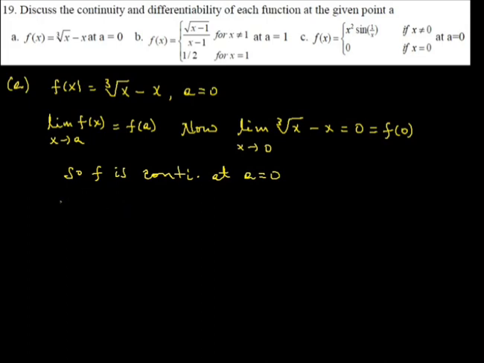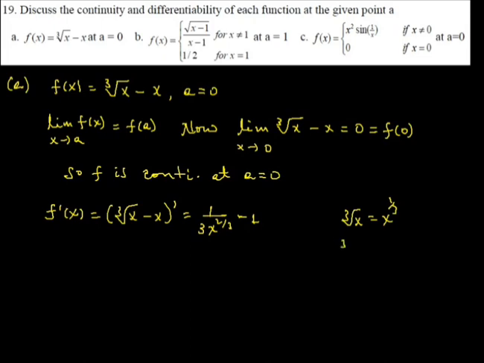What about the differentiability? To check the differentiability, first let us calculate the derivative of the function. The derivative of the cube root of x minus x is, because the cube root of x is x to the power of 1 over 3, the derivative of the cube root of x is 1 over 3 times x to the power of minus 2 over 3, minus 1. Here we rearrange it into another form.